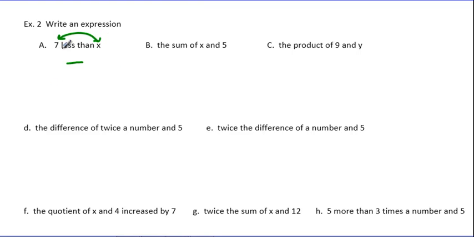All right, so normally when we translate, we go from left to right exactly the way we see it. So normally the 7 would be first and the x is second. But the word than switches the order. So it's x minus 7.